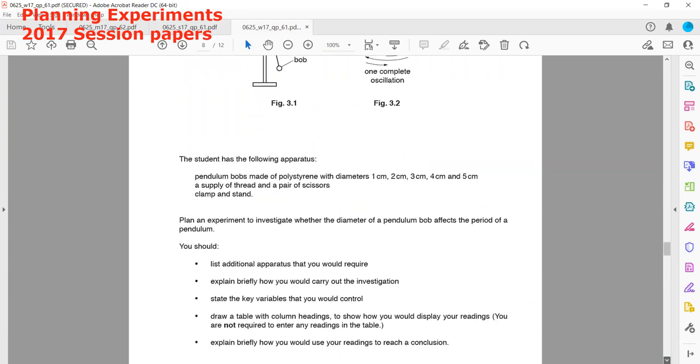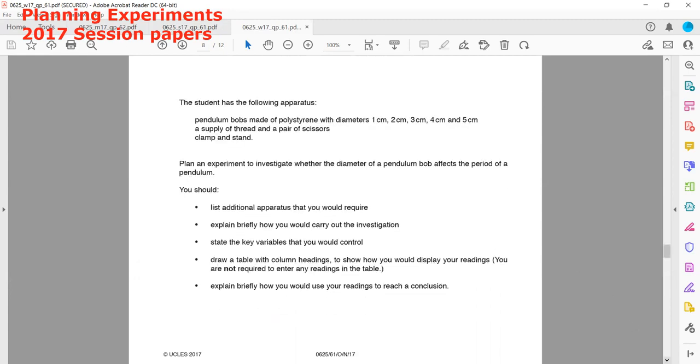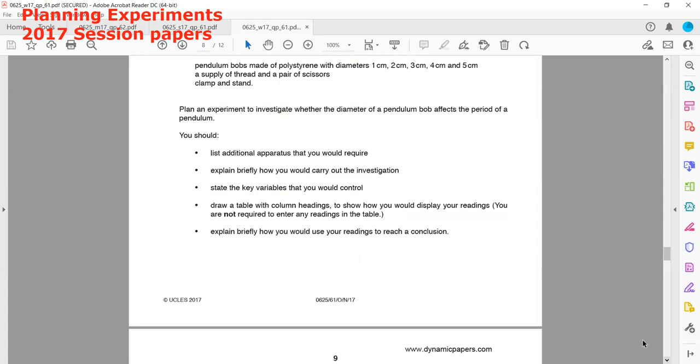So how do you plan the investigation? You just follow the steps. A student has the following apparatus available: 1 centimeter polystyrene bobs, with diameters of 1, 2, 3, 4, 5, and 6. Then plan an experiment to investigate whether the diameter of a pendulum bob affects the period of the pendulum.